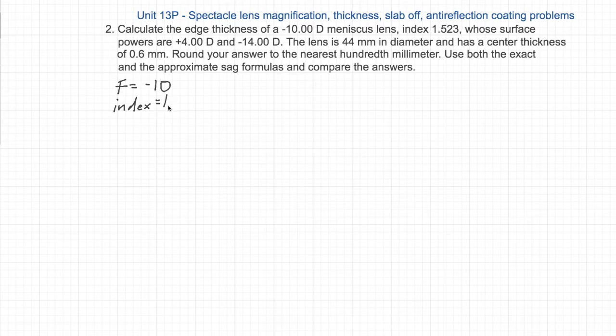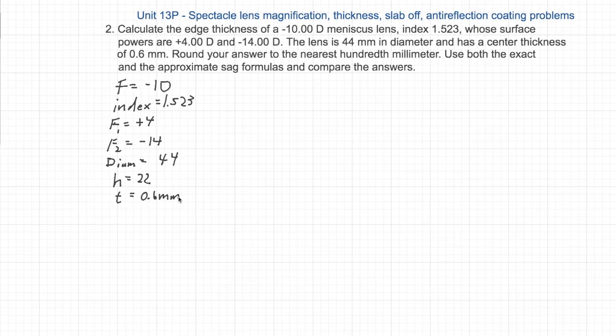So the power is minus 10, the index is 1.523, F1 is plus 4, F2 is minus 14. The diameter of the lens is 44 millimeters. That means H, which is the semi-diameter, is 22 millimeters. Thickness is 0.6 millimeters. Now, in order to solve this problem, we need to first calculate the radii of curvature. We use those to then calculate the sag, and we use the sag then to calculate the thickness.